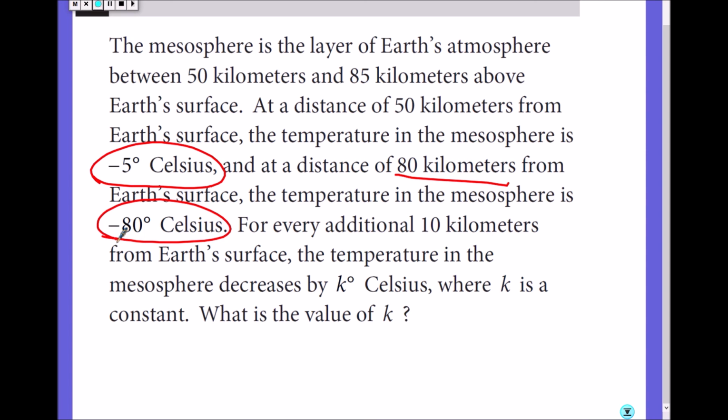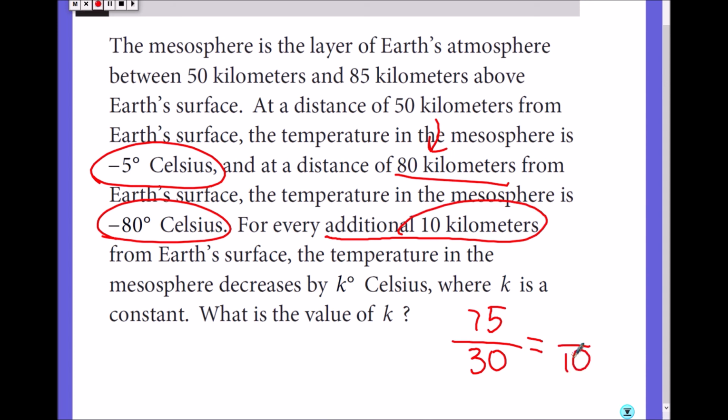What is k? From -5 to -80, it decreased by 75. And that was 50 to 80, so 30 kilometers. But what the question is asking for, what is k, is the rate: for every 10 kilometers, how much is it decreasing? So divide by 3 to get 10. Then you divide 75 by 3, so you get 25, right? 3 times 25 is 75. So it is 25, the answer.